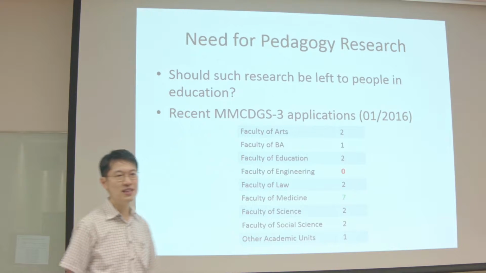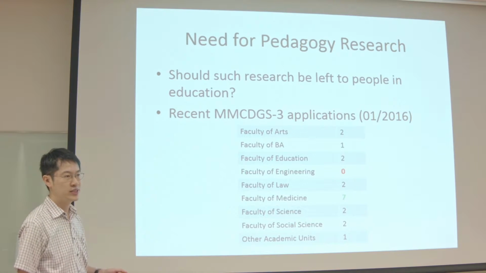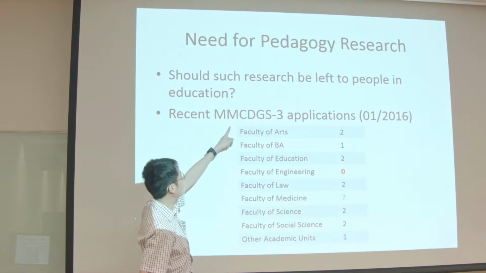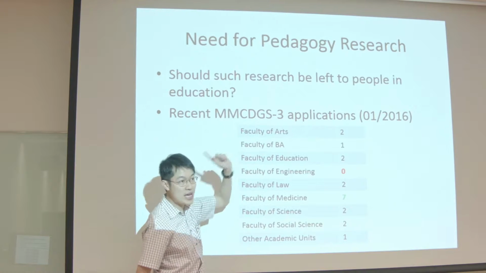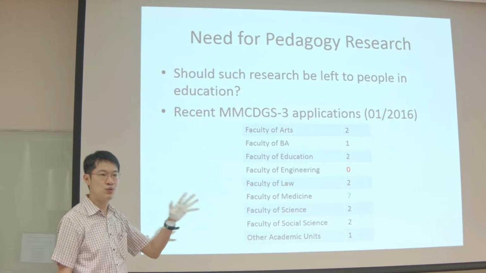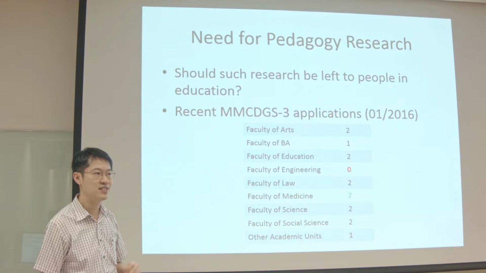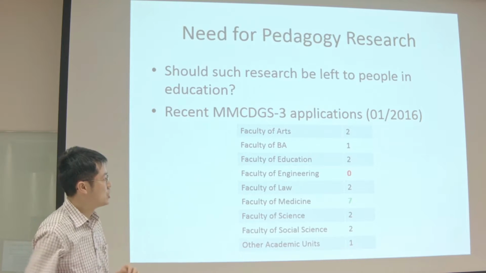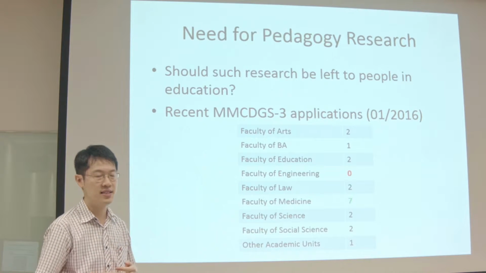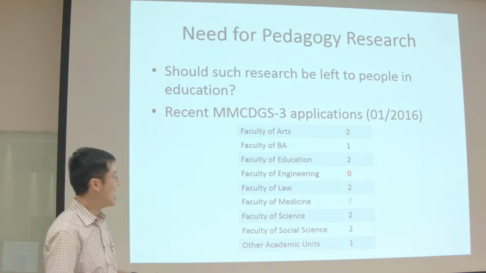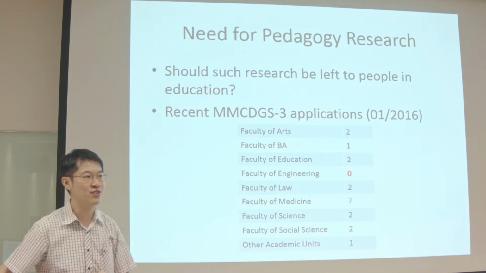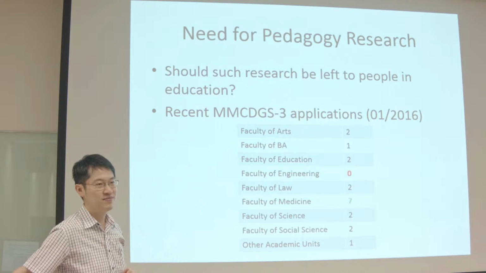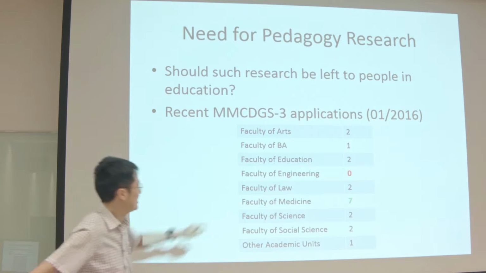Now, I would like to share with you some very interesting statistics. This is from the recent university grant, the Micro Module Course Development Grant Stage 3. Stage 3 is the third stage, which is doing pedagogy research, so exactly the topic that we are covering today. The review meeting was done in January, and here are the applications across the entire university. As you can see, all faculties contribute except us. We have 0.